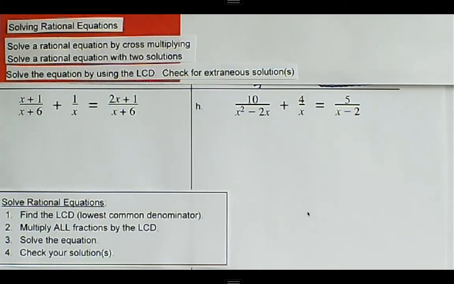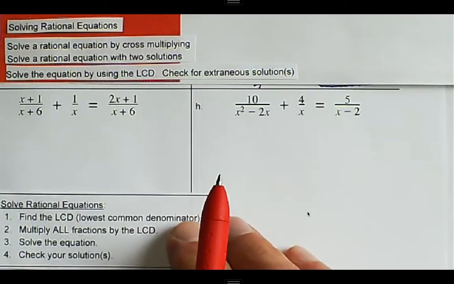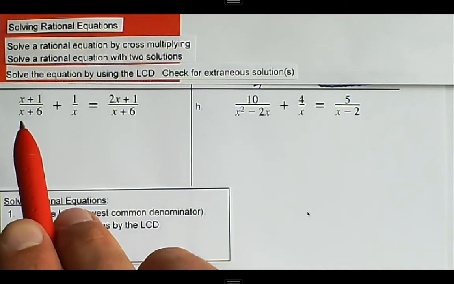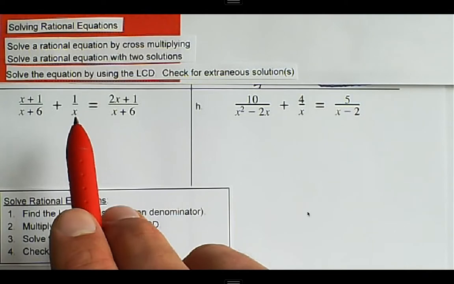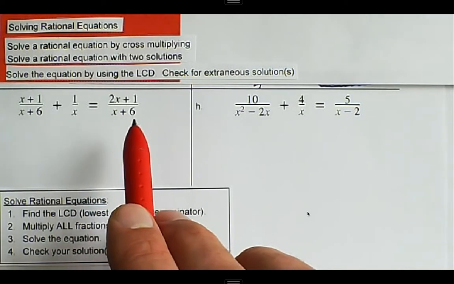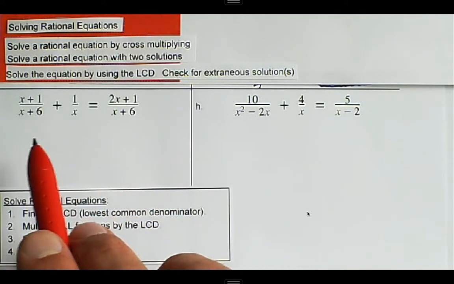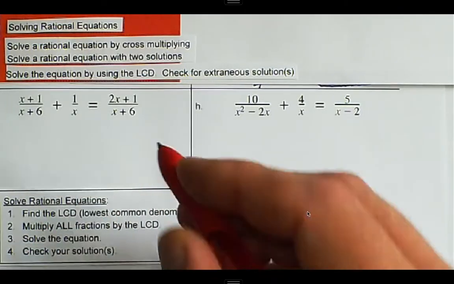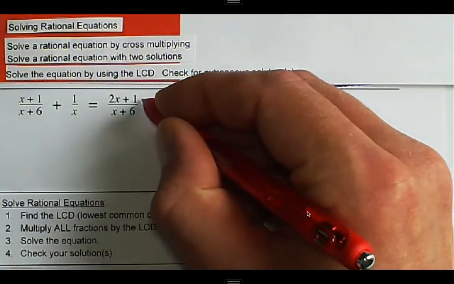We're talking about solving rational equations, and we want to solve equations by using the LCD and then check for extraneous solutions. So here we see that we have a factor in the denominator of x plus 6, a factor of x, and a factor of x plus 6. So we have to have each factor in each denominator. And so what's missing over here is just the x.